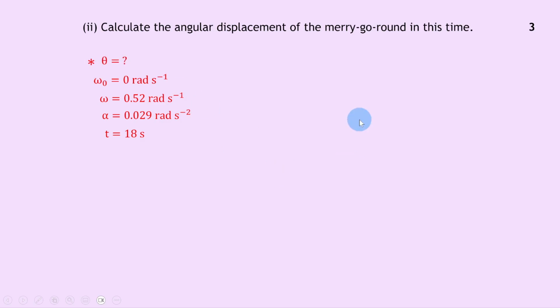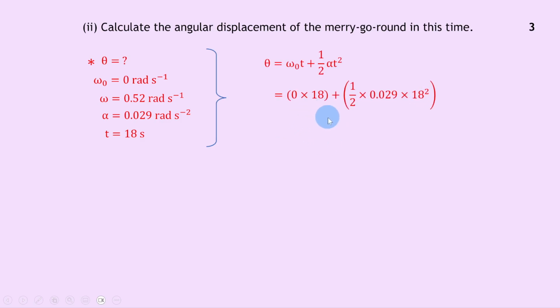Now we're trying to find theta here, but we can use any equation of angular motion that has theta in it. So let's use theta equals omega naught t plus a half alpha t squared. Substituting in the numbers gives 0 times 18 plus a half times 0.029 times 18 squared, and this first term will cancel to 0, so doing this in your calculator should give you an answer of 4.7 radians.